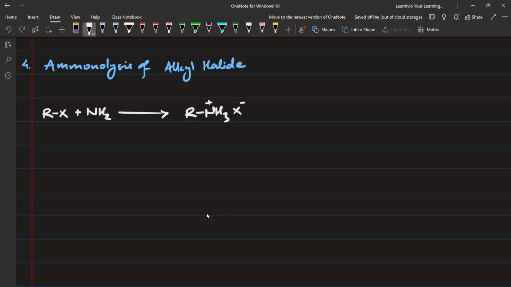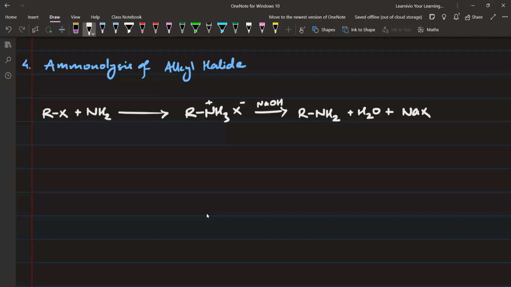Now it is a salt, right, the ammonium salt has come, the salt of the amine has come. Now after this we add NaOH. NaOH removes one more hydrogen from here, then you are going to get RNH2 plus water plus sodium halide, right. If it was chloride then sodium chloride, bromide then sodium bromide, and so on.